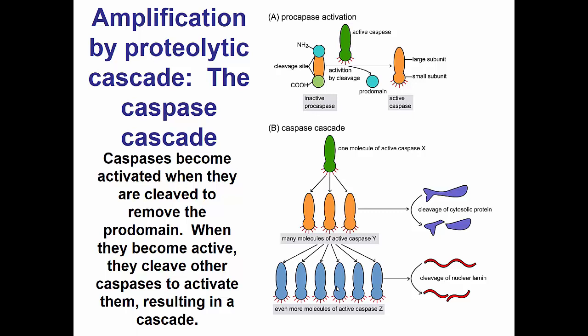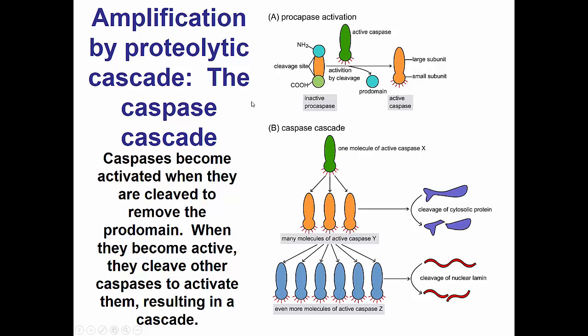The last method of amplification, so we've talked about kinase cascades and second messengers. The last mechanism of amplification that we see in cells is a proteolytic cascade. This is actually a lot like a kinase cascade, except how the molecules become active is by cleavage. So a good example of this is a caspase. Caspases are enzymes that become activated when they're cleaved. It's almost like removing a protective cap. And when they become active, they cleave other caspases and activate them.